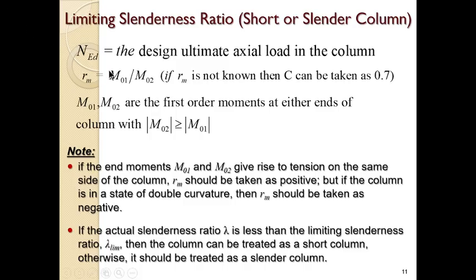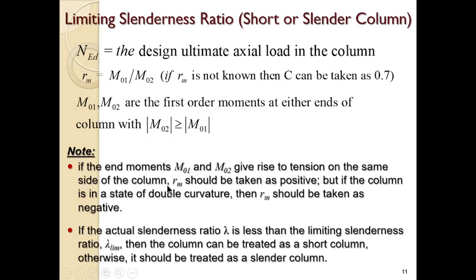So NED is the design ultimate axial load. This is Rm, which is the ratio of the end moments. Usually M2 is greater than M1: the greater of the moments is M2, the smaller one is M1. That is the moment at the end of the column. So Rm is given by this formula. And if Rm is not known, you take C as 0.7. M1 and M2 are the first order end moments.